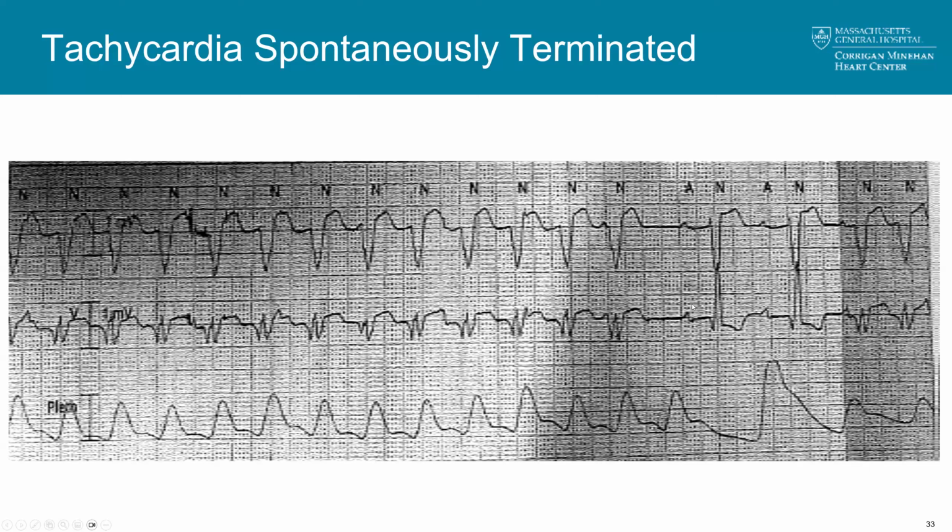So this type of change in morphology and a flipping of the axis is something that's highly unlikely to be due to simply rate-related aberrancy. When you're looking for rate-related aberrancy, you're looking for a complex that's largely the same. It's just a more sluggish or a slurred version of the same thing.